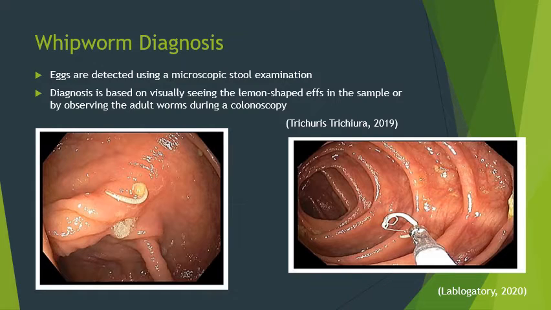Eggs can be detected using a microscope stool examination. Diagnosis is based on visually seeing the lemon-shaped eggs in the sample or by observing the adult worms during a colonoscopy. The photos towards the bottom of the screen were actually taken of a 15-year-old female patient during a routine colonoscopy. She had no symptoms and had no idea she had worms.